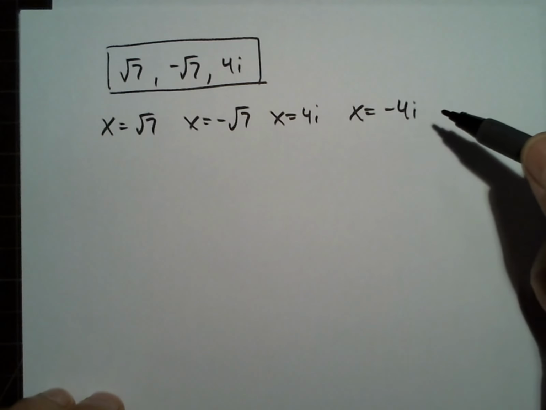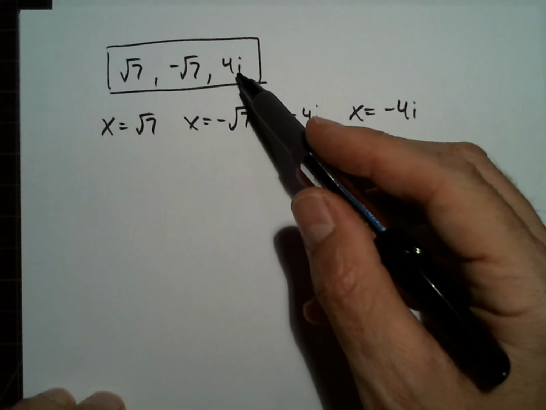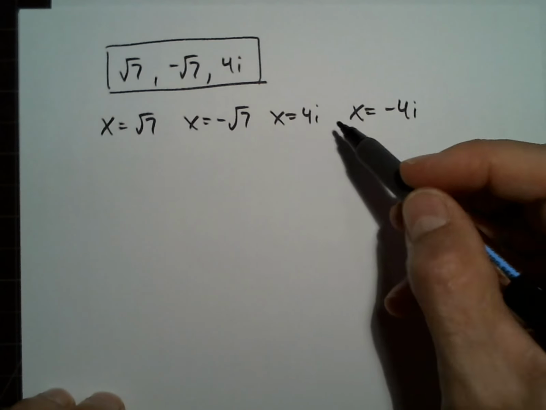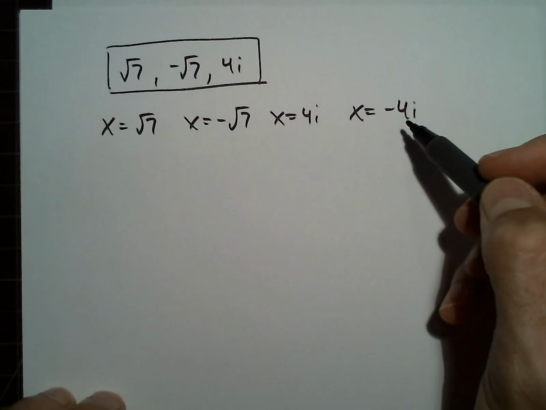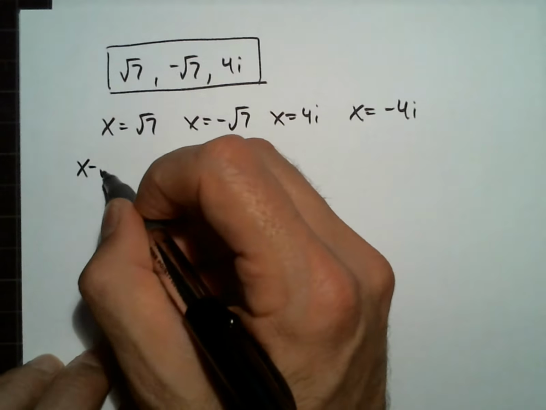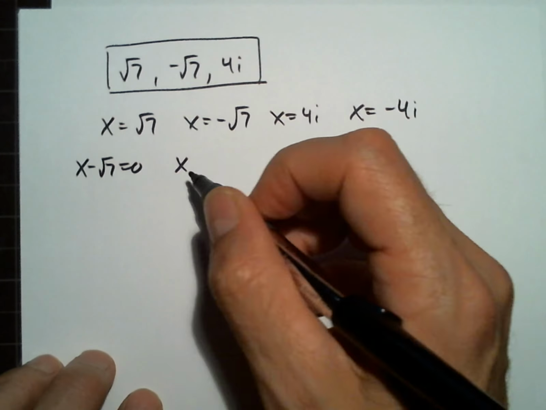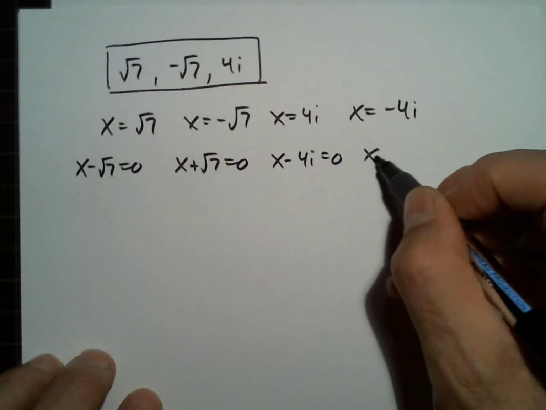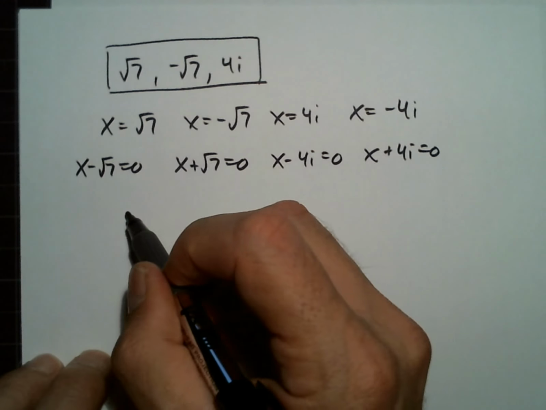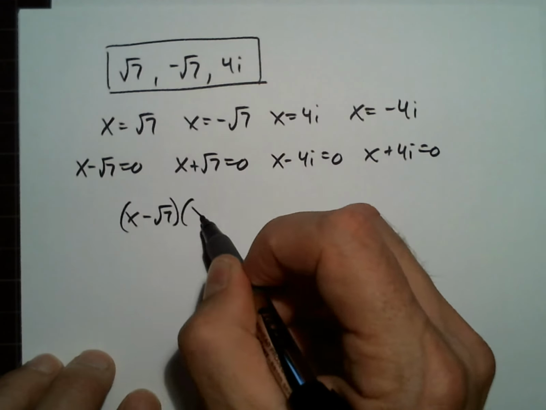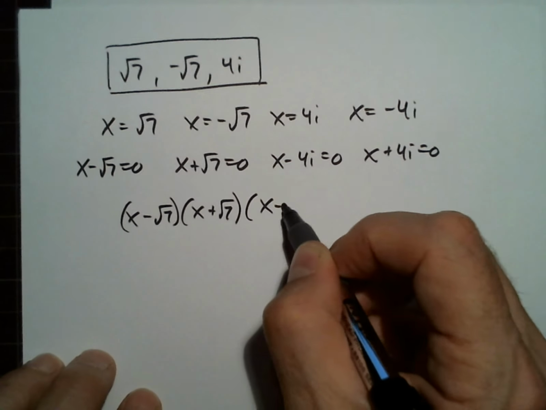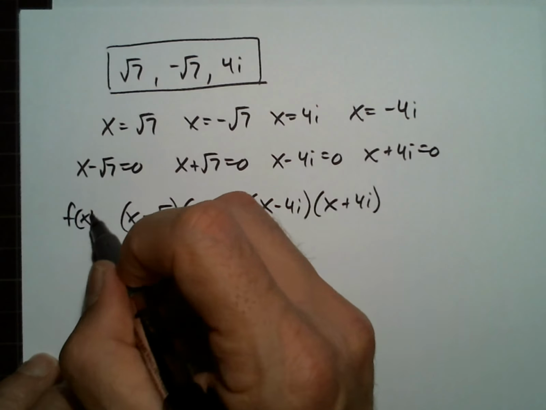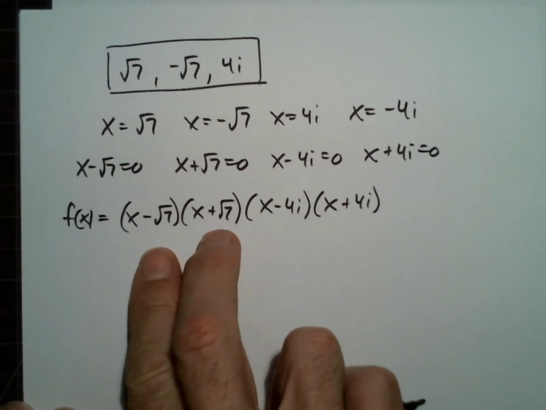So this comes with having any imaginary zero always comes in a pair. So here we have the positive 4i. We change the sign on the imaginary part, and that's negative 4i. And let's multiply these.